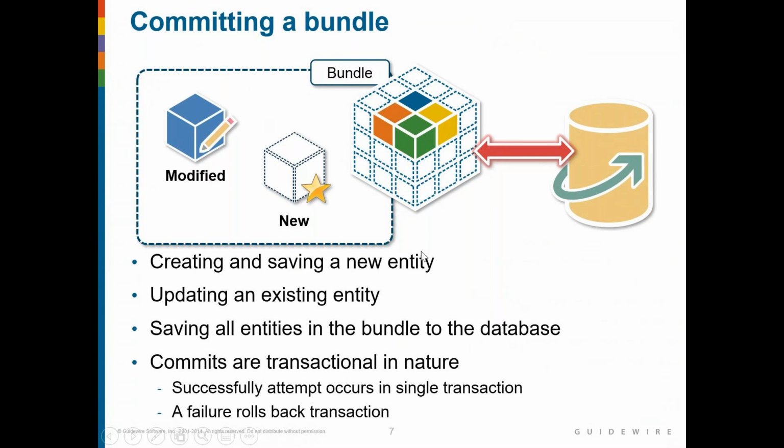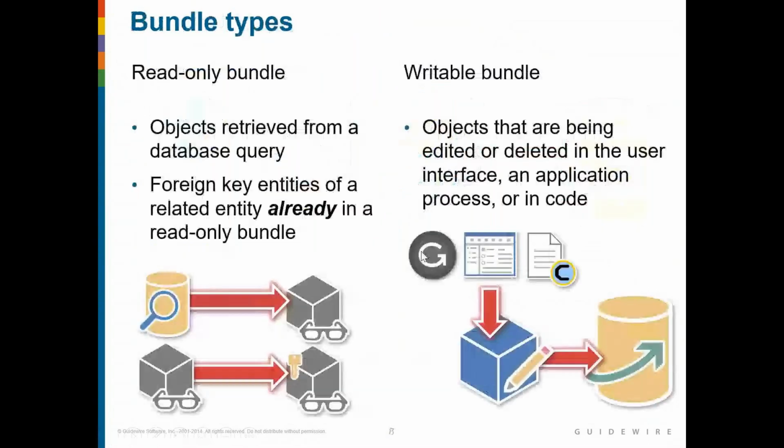So you can explicitly commit, and there are different types of bundle I told you about, right? Read-only bundles hold objects retrieved from a database query, and foreign key entities of a related entity already in a read-only bundle. So these are read-only. But writable bundles are objects that are being edited or deleted in the user interface, an application process, or in code. Those are in a writable bundle. So in a writable bundle, we can modify the entities. We can add something like a policy period, or a premium. We can modify it accordingly when it's a writable bundle. But a read-only bundle cannot be modified.